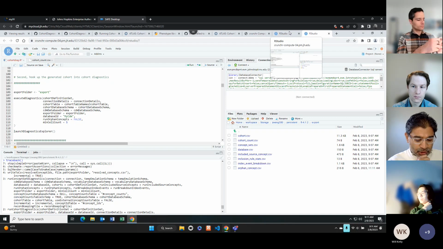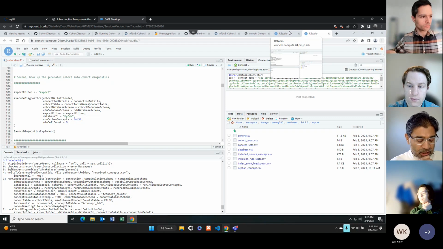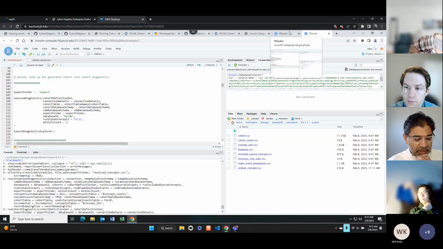Because you're continuing to have an issue with version 2.4 with run orphan concepts equals false, I think it will be a much bigger lift to even figure out what's going on there. And because it's an unsupported package version, I don't think we should continue to spend our energy on that one.